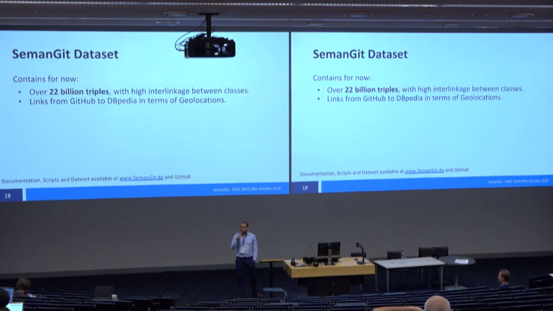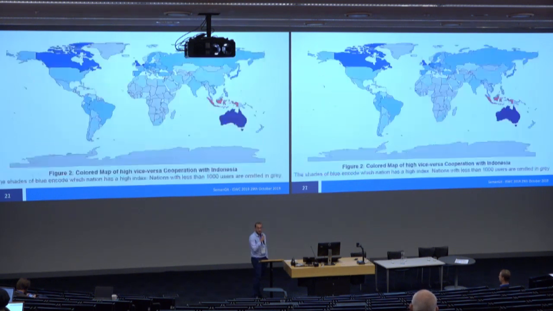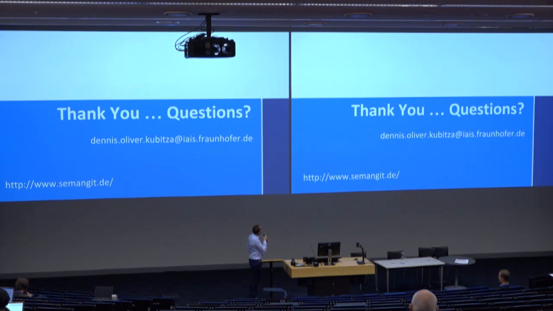And, well, from this ontology on, we started creating our data set. And for now, it contains over 22 billion triples with a high interlinkage between these classes.